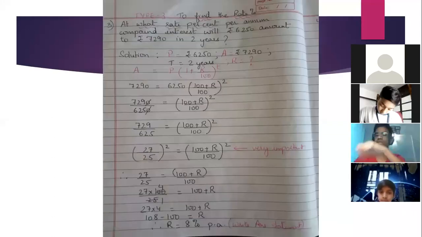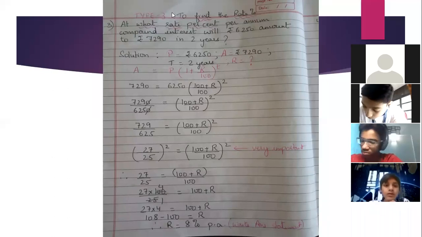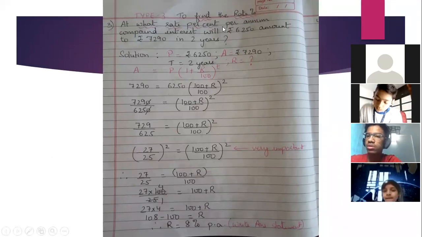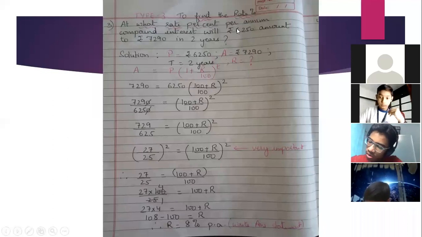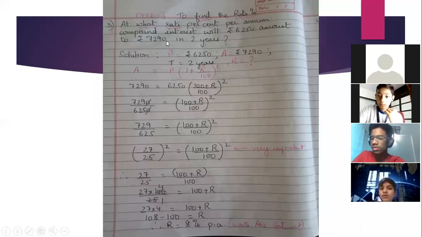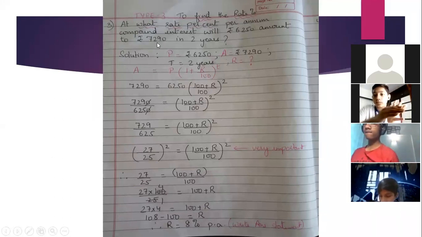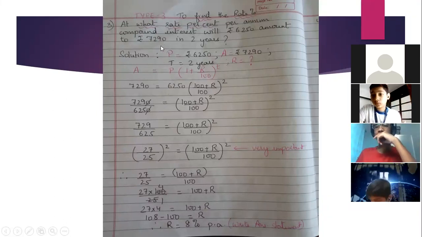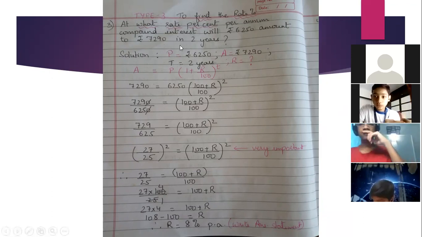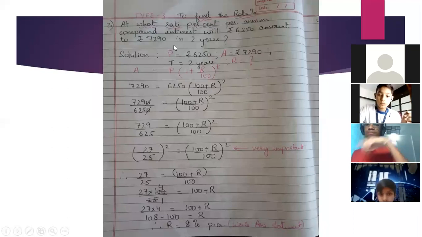Okay, welcome, beta. Type 3. Now here we have to find out the rate percent. To find out the rate percent is the heading. At what rate percent per annum compound interest will rupees 6250 amount to? Now here two numbers in rupees are given. So it is very important for you to understand what those amounts are, because there are three numbers in rupees: one is principal, another one is compound interest, third one is amount.